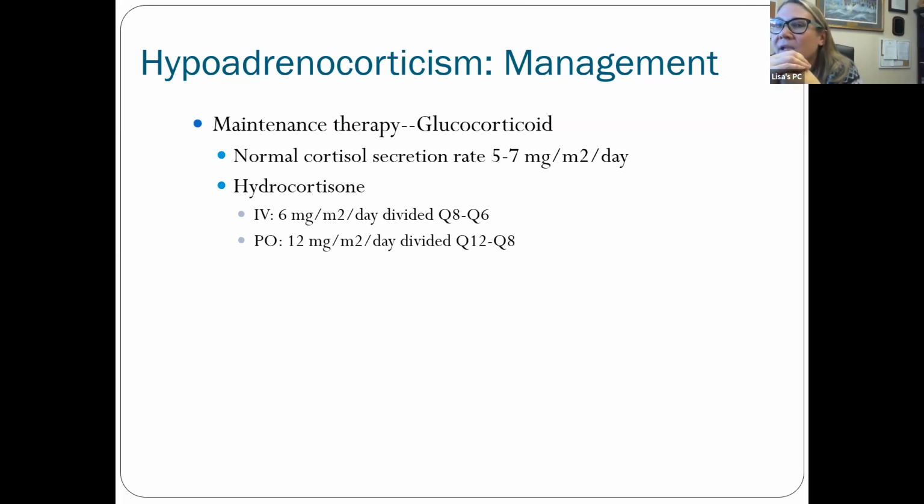The bioavailability of oral hydrocortisone is 50%. So if you're giving hydrocortisone orally, we just double it because only half is absorbed. So when we're giving maintenance dosing for adrenal insufficiency, we usually orally give 12 mg per meter squared per day.